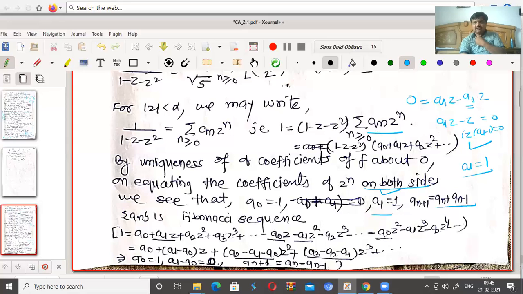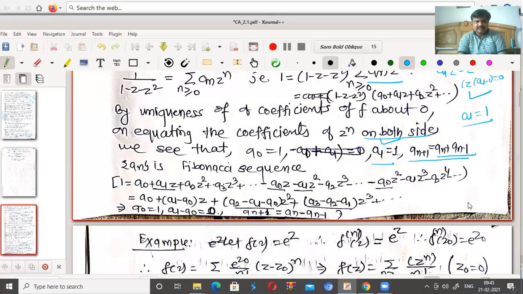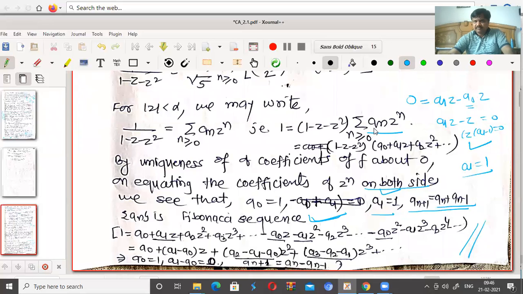So a1 equal to 1 again, and all other terms an plus 1 equal to an plus an minus 1. That is, it is the Fibonacci sequence, isn't it? First term 1, second term 1, and the remaining terms are addition of previous two terms. That is called Fibonacci sequence, isn't it? So we see that the sequence of an is the Fibonacci sequence. Okay, that we have written here. So 1 upon 1 minus z square can be written as this one, and an is the Fibonacci sequence there.